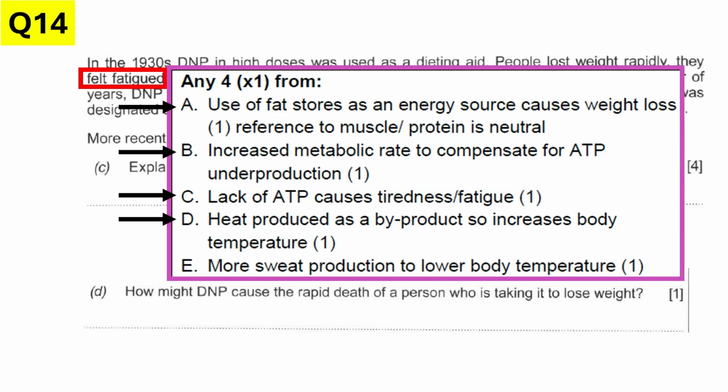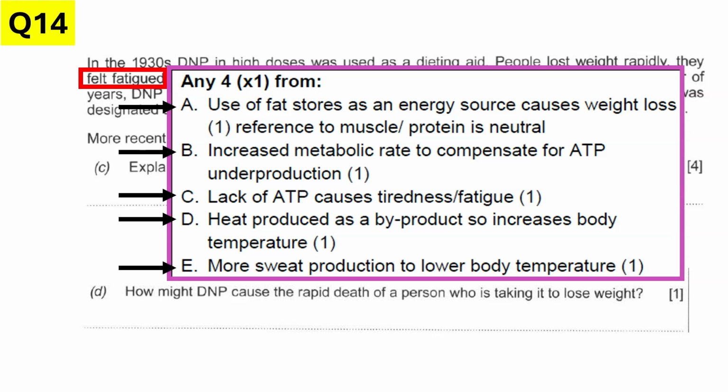And then the heat released as a byproduct of increased rates of respiration will increase the body temperature, probably above the core body temperature of 37 degrees C. So that's why it is very dangerous for humans, because they can start to overheat, and therefore some of the enzymes in the cells or the proteins in the cells could start to denature.